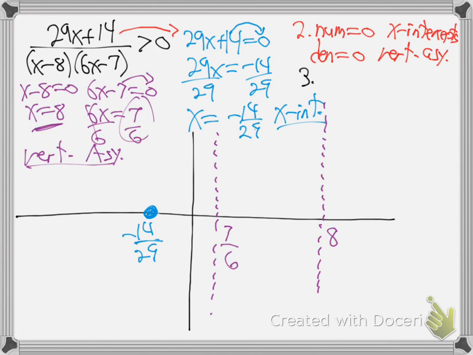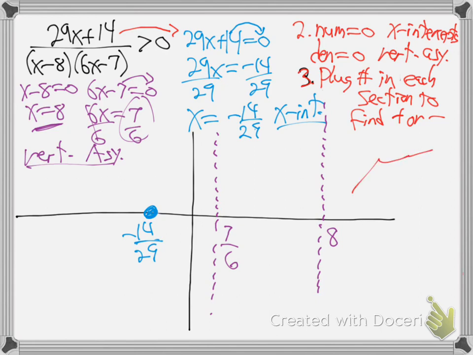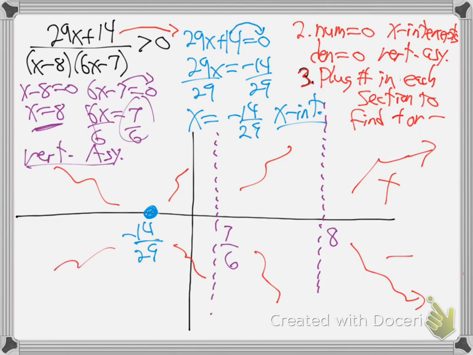So step 3 is plug a number in. Maybe I better make it red here. Plug a number in each section to find out if it's positive or negative. I want to find out if the graph is up here, or is the graph down there? Is it positive or is it negative? In this section, up here, down there, out here, up here, down there. I want to find out in each of those 4 sections if the graph is positive or negative, above or below the x-axis.